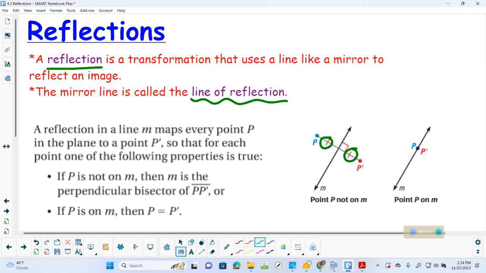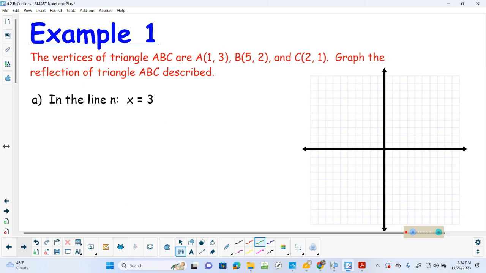So we're going to see all these fun-filled graphs. So here we go. Just start plotting the triangle like normal. Vertices of the triangle, A at 1, 3. And of course label, B at 5, 2. C at 3, 2, 1.